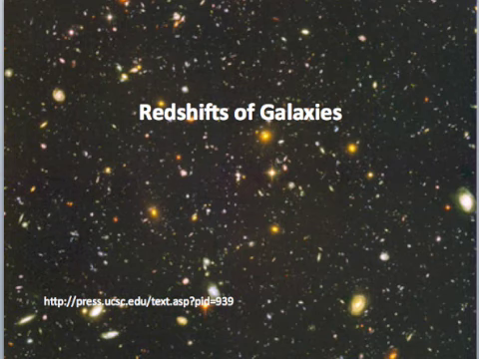A major clue is the redshifts of galaxies. Just a quick note about this slide. This was taken by the Hubble Ultra Deep Field. They used this to detect galaxies that were so distant that it took the light that left these galaxies up to 13 billion years to arrive at the Hubble telescope.